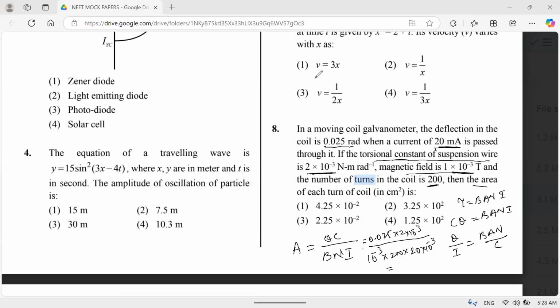When the torsional constant is given, we need to use the concept of torque. Torque acting on the coil is NBAI. B is the magnetic field, A is the area, N is the number of turns, I is the current. When it is rotating, the torque can be written as C into theta, where C is the torsional constant and theta is the deflection. So C theta equals NBAI. Theta is given, current is given, B is given, N is given, C is given. We need to calculate the area. So the area of the coil will be theta into C divided by NBI. Only a formula based type of question. Understood, student?